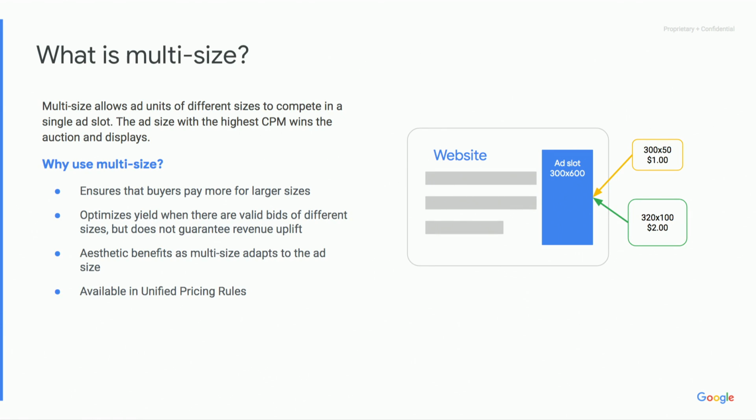From the example on the right, you can see that there is one large vertical ad slot on the website. When multi-size is enabled, different sized ad units that can fit into the slot are allowed to compete. So here you can see a 300 by 50 size ad unit is competing against a 320 by 100 sized ad unit. The larger unit, 320 by 100, has a higher price than 300 by 250 or 300 by 50. This is because multi-size ensures that buyers pay more for larger sizes by allowing you, the publisher, to set minimum CPM values based on ad size.